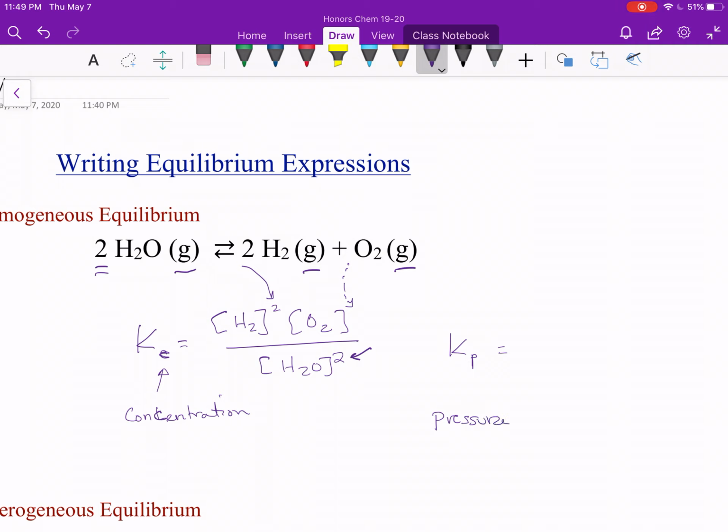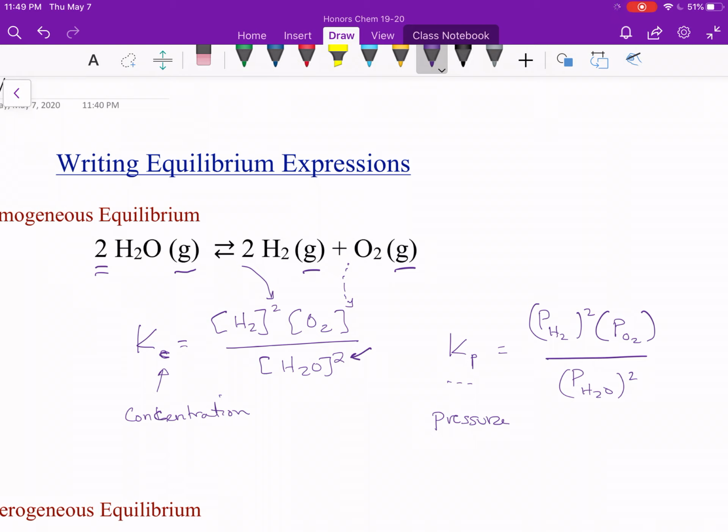Very good. In this case the expression would look very similar, but instead of using concentrations, we would just use the partial pressures. Since these are all gases, they would have a partial pressure inside our container. We learned that with gases. So we would say the P of H2 squared times the P of O2 all over the P of H2O squared. Now, these two values, Kp and Kc, won't be the same, but they'll be related.